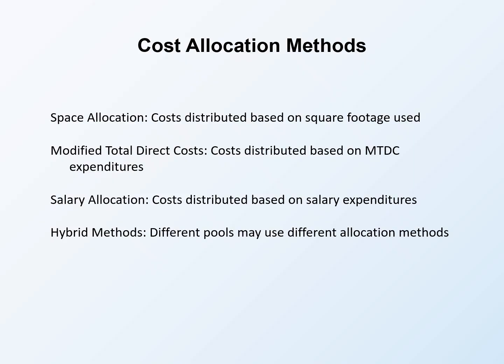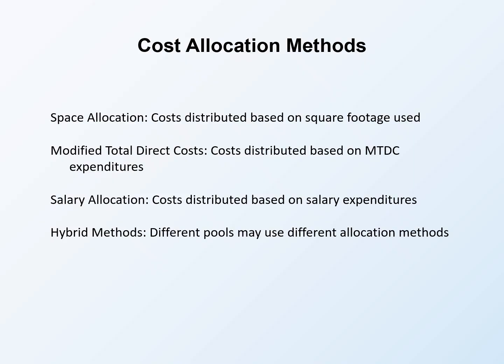Hybrid methods combine different allocation approaches for different cost pools. Facilities costs might be allocated by space while administrative costs are allocated by MTDC. This mixed approach attempts to match each cost pool with the allocation method that best reflects how those costs actually relate to activities.